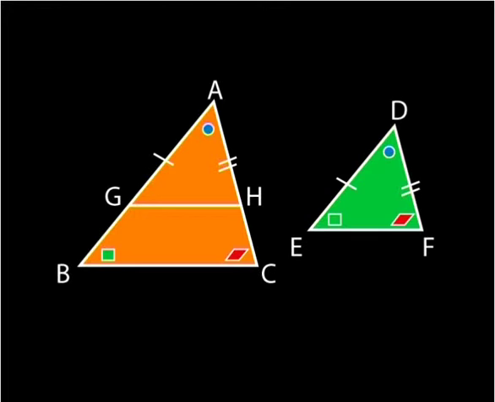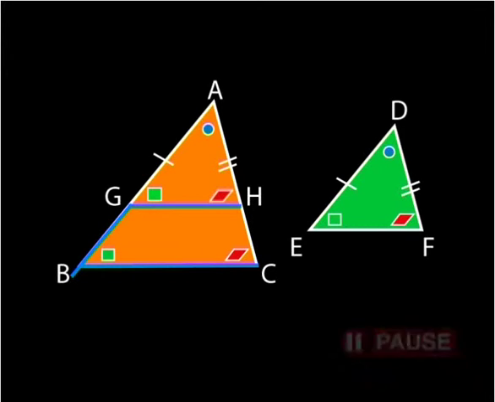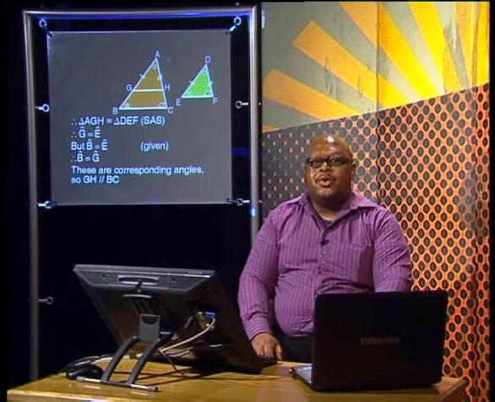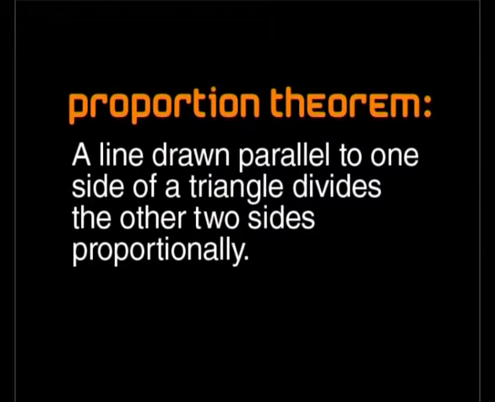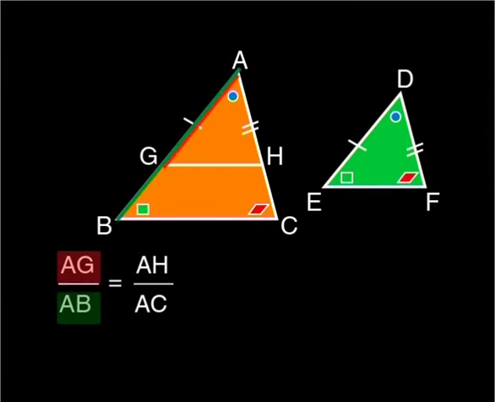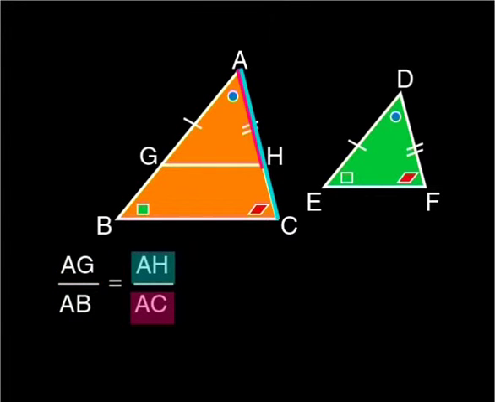Do you see that we can make a F shape using the parallel lines? So these are corresponding angles on GH and BC. So these lines must be parallel. And now we are able to make use of the proportion theorem. A line drawn parallel to one side of a triangle divides the other 2 sides proportionally. AG divided by AB is equal to AH divided by AC by the proportion theorem.